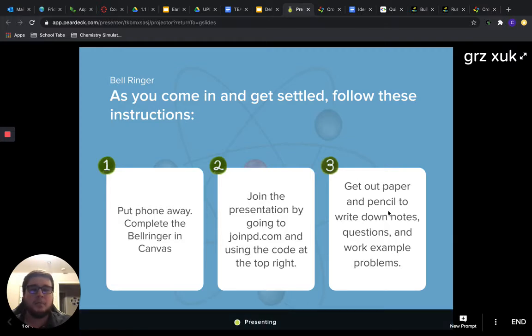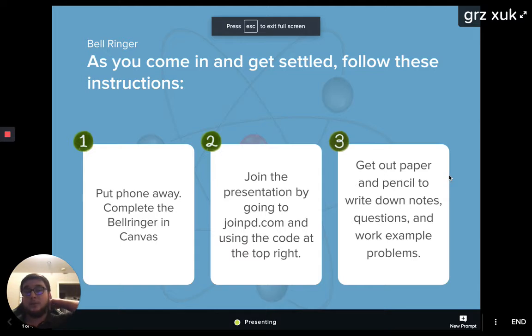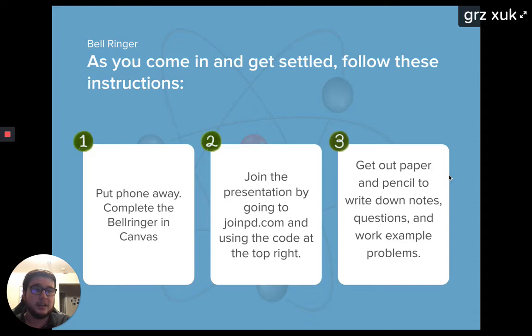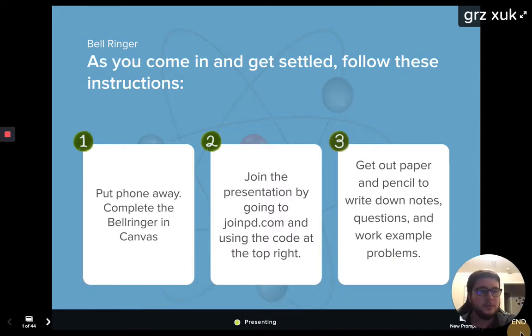All right, and then number 3, go ahead and get out paper and pencil so that you can write down notes, or write down any questions that you might have for later. In this section, there's not really any example problems, but still, the more you write things down, the more likely you are to remember them later. Okay, so go ahead and do those things. And I'm going to move my face over so that I can click the arrows.